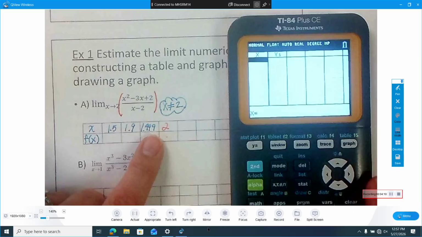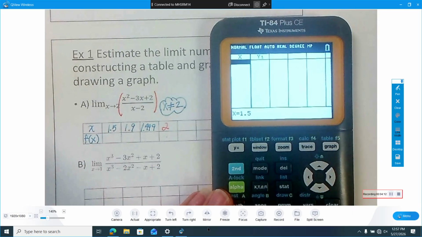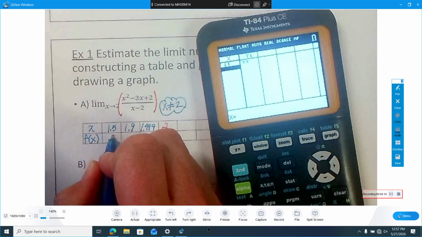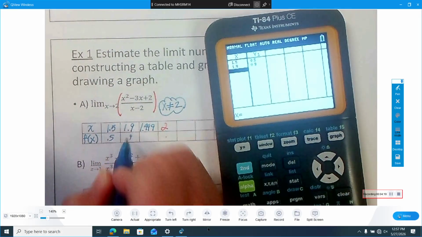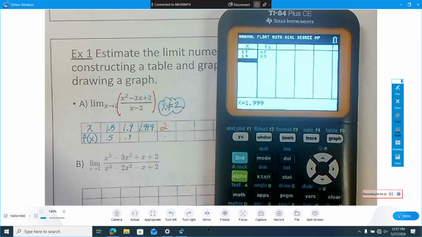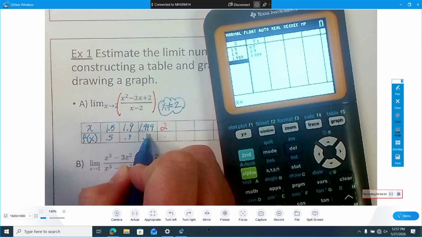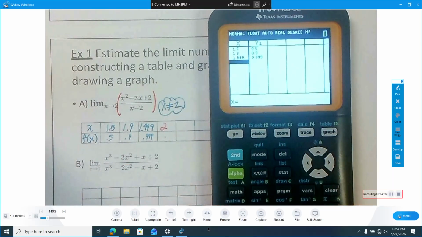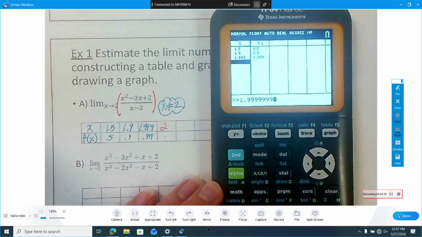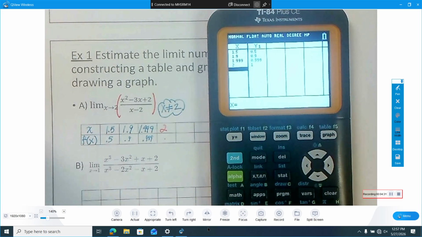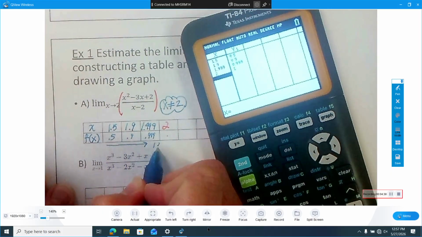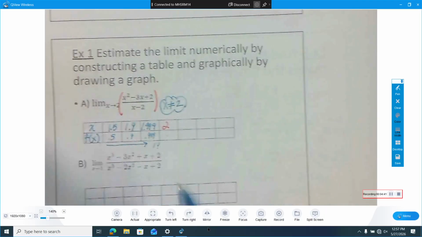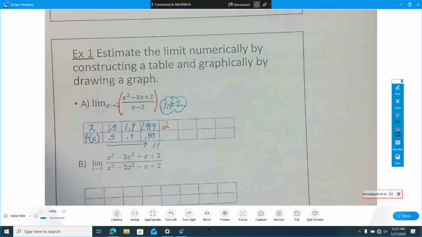And so let's see what happens when I plug in. I'm going to try 1.5, and I get 0.5, all right? And 1.9, and I get 0.9. And then 1.999, and I get 0.999. And I could go even further. I could do 1.9999999, and it gets me quite close to 1. Okay, so it looks like we're getting close to 1, if we were to get closer and closer to 2. Does that make sense to you?